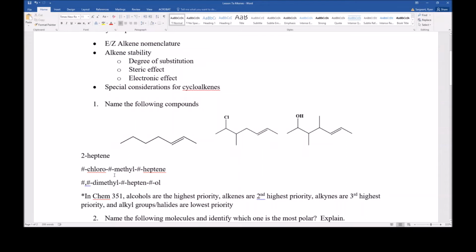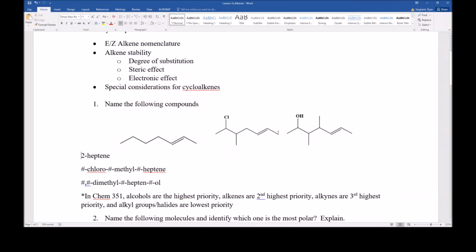In the second compound, I have a chloro group, a methyl group, and an alkene. Well, a methyl group is an alkyl group. It's the lowest priority. The chloro is a halogen. It's also the lowest priority. So the alkene is the highest priority, and that means that I choose the numbering system that gives the alkene the lowest number it possibly can.